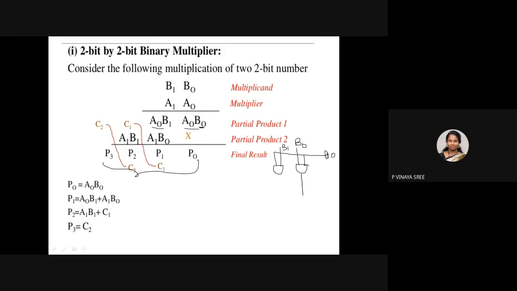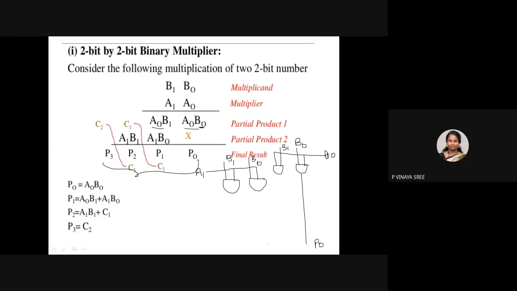So P0 I need to get directly, because this is the output. The output of this AND gate is P0. Okay, completed. Next, let me take the other two AND gates. For those two AND gates, which one is common? A1 is common, so let me connect this to this also. Next, one is B0 and the other one is B1.